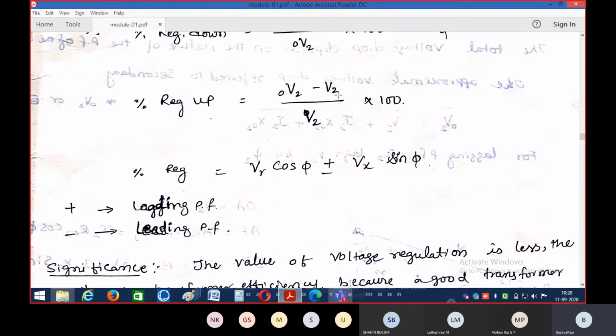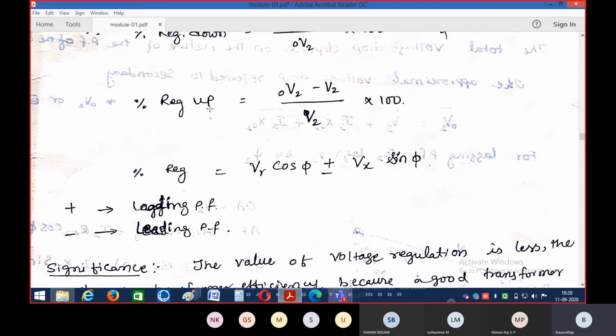Or simply we can say the regulation will be equal to 0 when there is no change in the level of voltage from no load to full load. But for a practical transformer, it is not possible to get 0 regulation. Only for the ideal transformer will it be possible. For a practical transformer, regulation usually varies from 0 to 5%. It depends on the device.